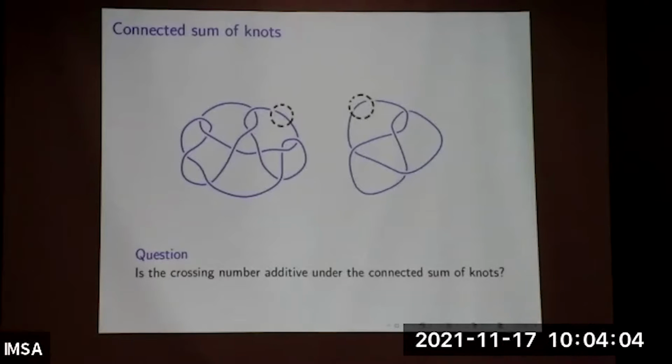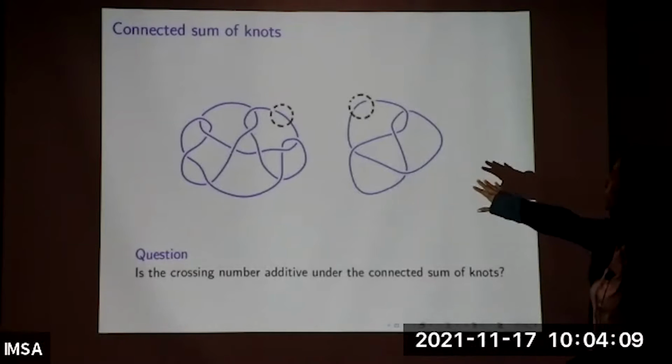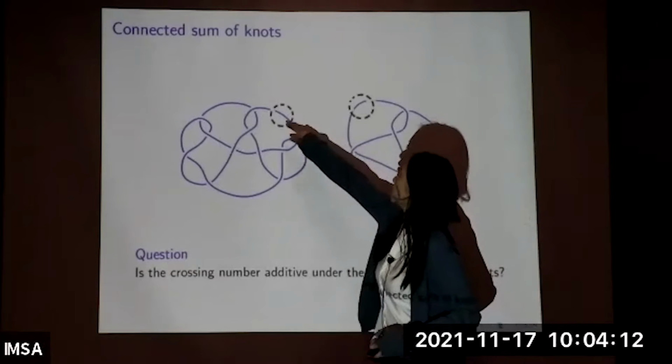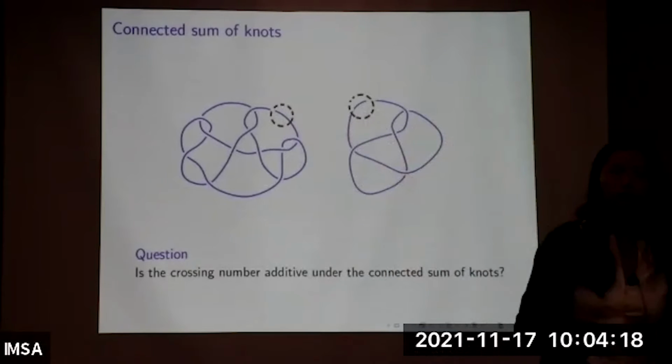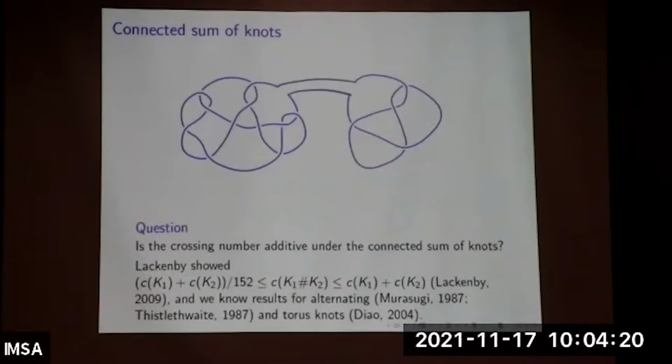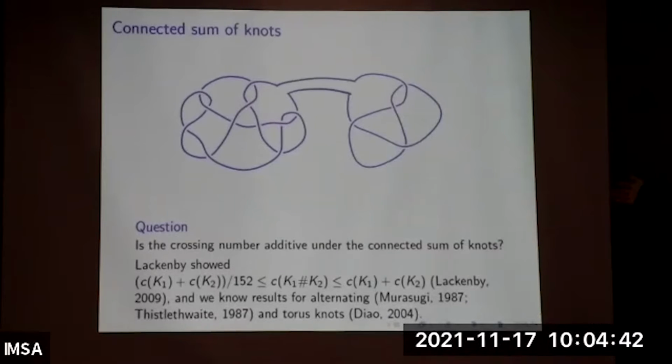Okay, so crossing number of connected sum. You can form the connected sum of two knots using diagrams: you take a chunk out of each diagram of knot, and then you make a new knot by connecting them together like so. It is really interesting that we cannot tell if the crossing number is additive under the connected sum. It's pretty clear from just this picture that the crossing number of the connected sum is less than or equal to the sum of the crossing numbers.